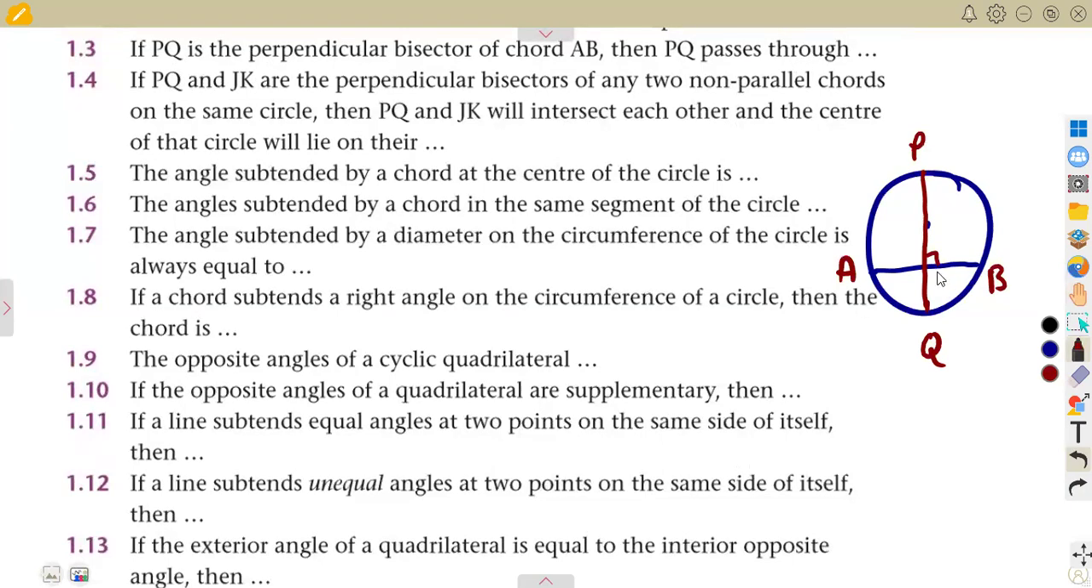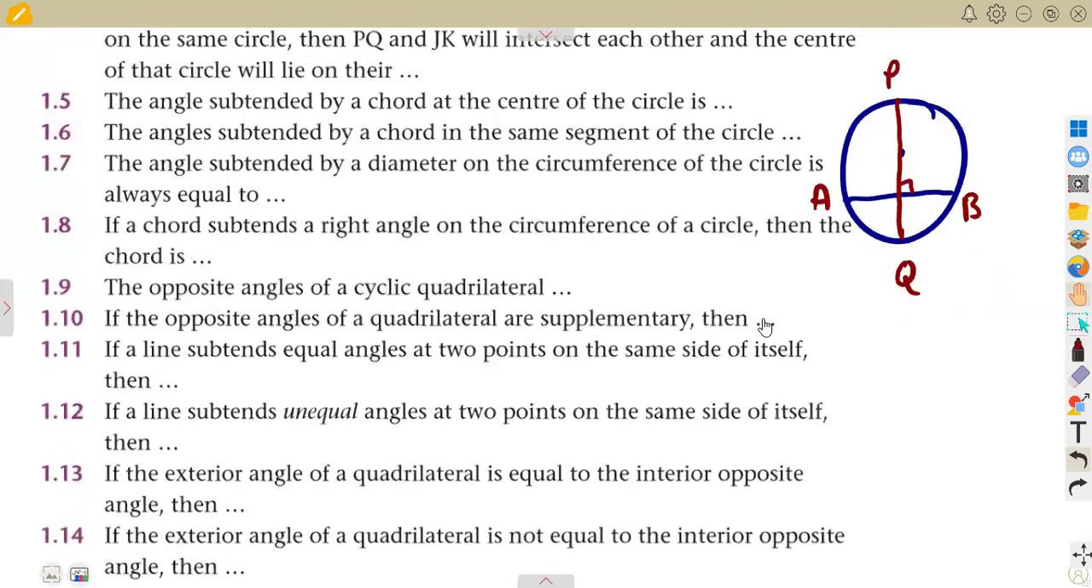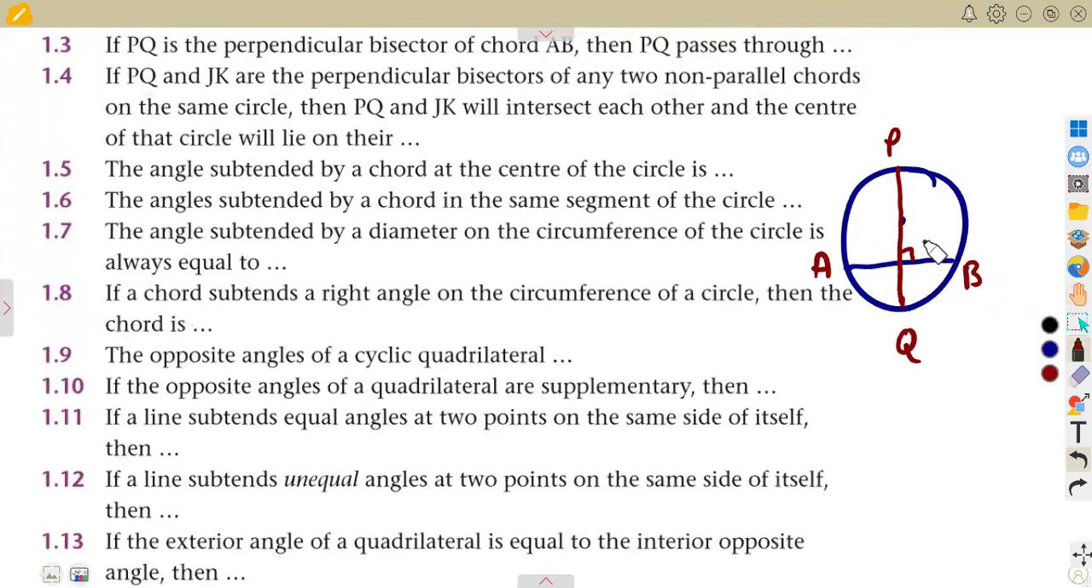In order for this to be a perpendicular bisector, it must pass through the what? The center, a line drawn from the center. Already you have the answer there. They're just repeating your theorem number 1. So it must pass through the center of the circle. That is the idea there. The center of the circle.